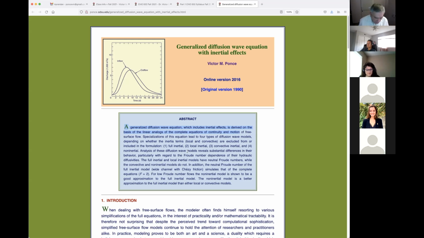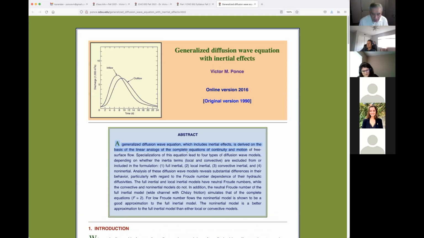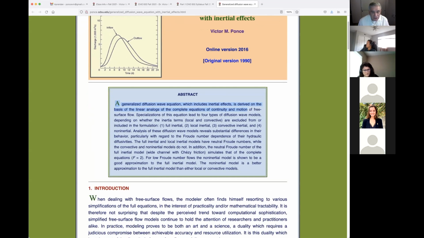So let's take a look at what we're saying in here. Generalized diffusion wave equation. So we're coming up with a diffusion wave equation which is general. In what sense? We'll see. It includes inertial effects. Yes, because Hayami's formulation does not include inertial effects. Okay? Specializations of this equation lead to 4 types of diffusion wave models.